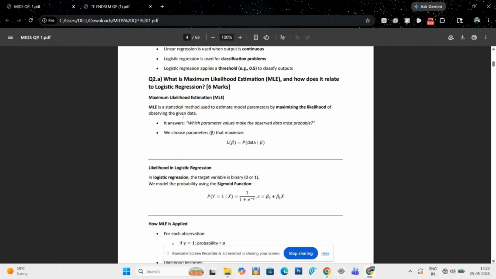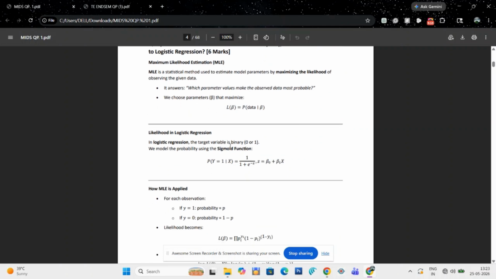It is a statistical method used to estimate the model parameters, like the multiple parameters, meaning the features we use for training the model. So maximizing the likelihood of observing the given data. It answers which parameter values make the observed data most probable, which parameter is affecting the data most, and also we choose the parameter beta that maximizes it. So L of B is equal to P of data given B. This is our formula for maximum likelihood estimation.